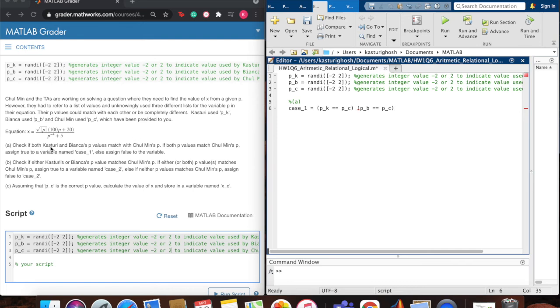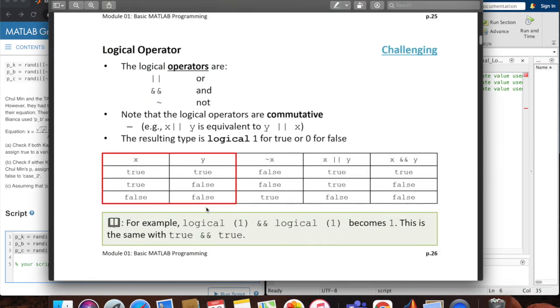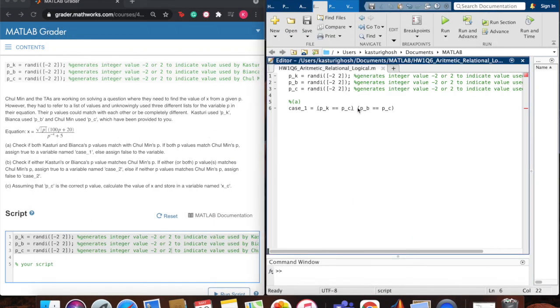So my first condition is Kasturi's value matches with Chilman's. My second condition is Bianca's value matches with Chilman's. And I need to check if both of them match with Chilman's. So if you look at your logical operators, which one of these operators give me an answer of true when both conditions are true? That will be the AND operator. So I have true and false, which would give me false, and I have true and true, which would give me true, right? So I'm going to be using the AND operator to make sure that both their values match Chilman's. So here I'm going to write AND.